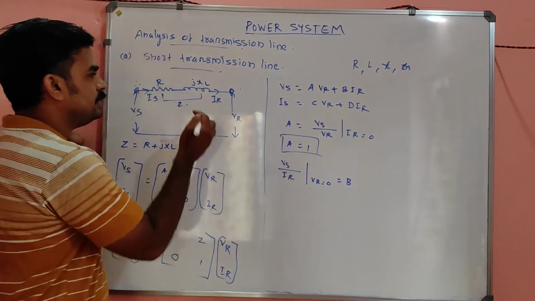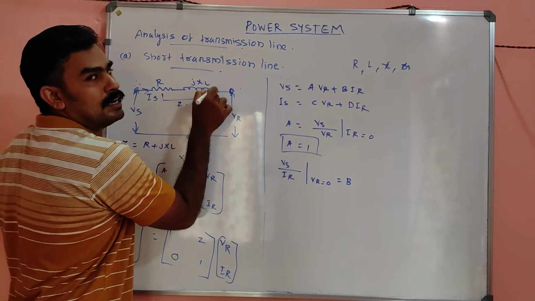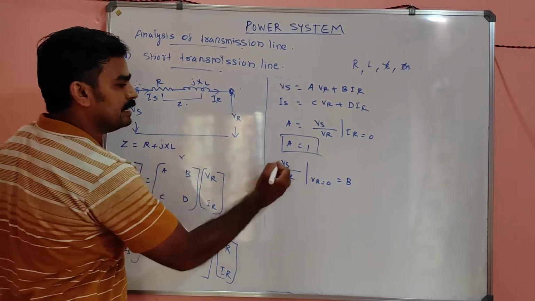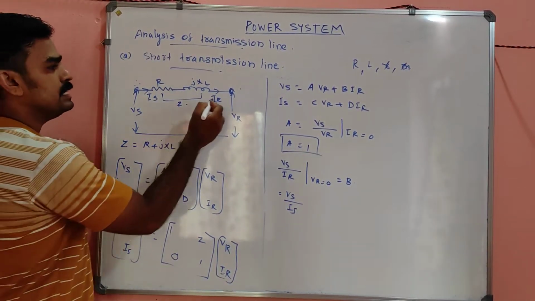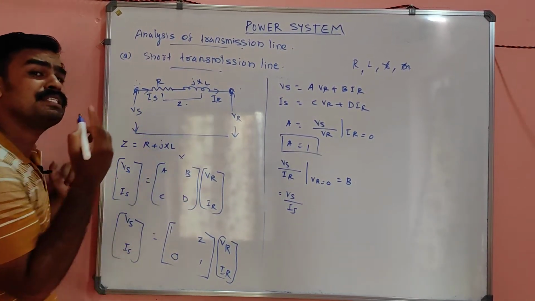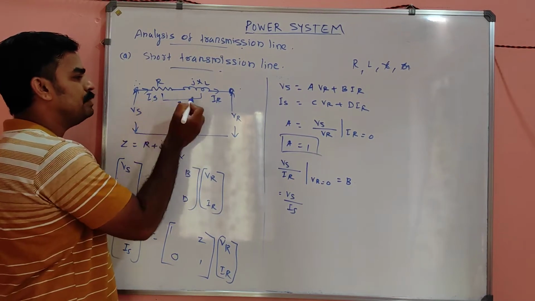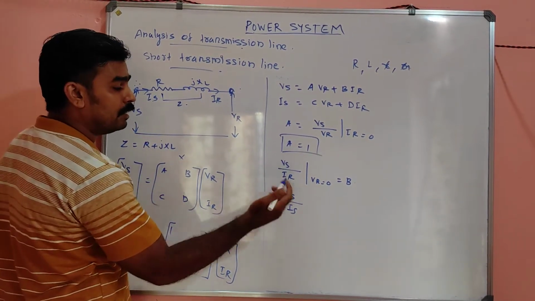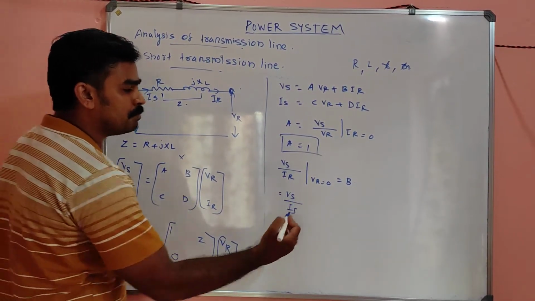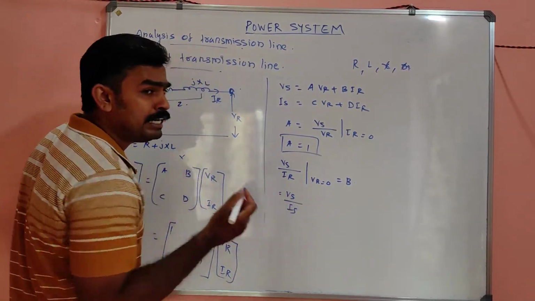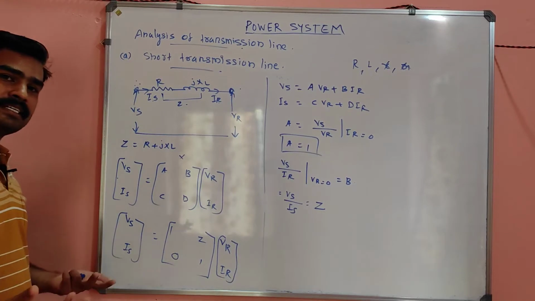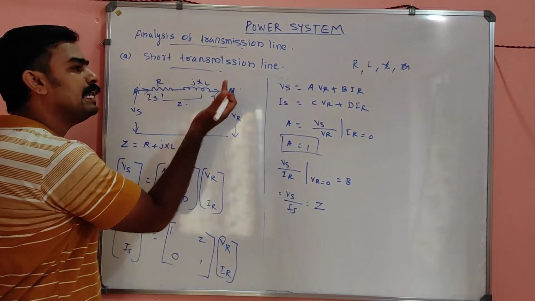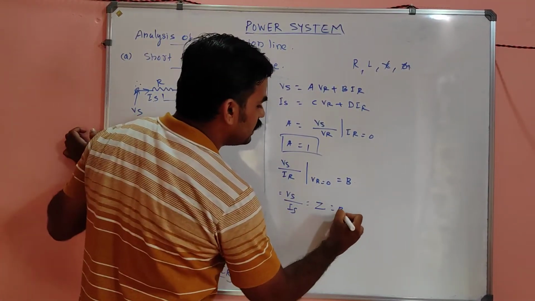Vs by IR. See, this is a series network, correct? So Vs by IR will be the same as Vs by Is itself, because in a series connection, IR and Is will be the same. So Vs by IR can also be represented by Vs by I, my dear. Which is nothing but, what is voltage by current? It is nothing but, my dear, Z impedance, that is R plus JXL. So B equal to Z, you got.